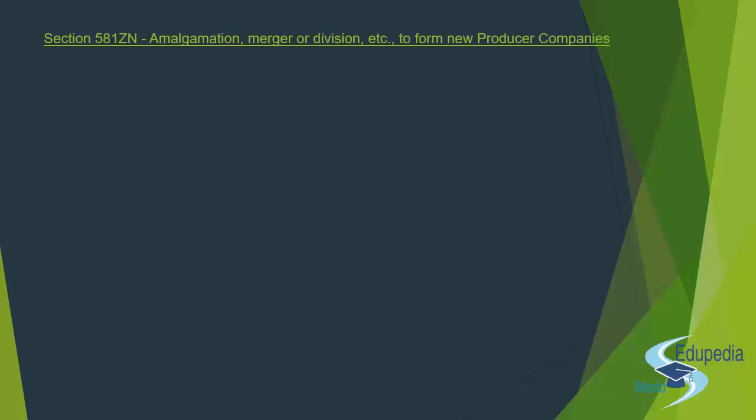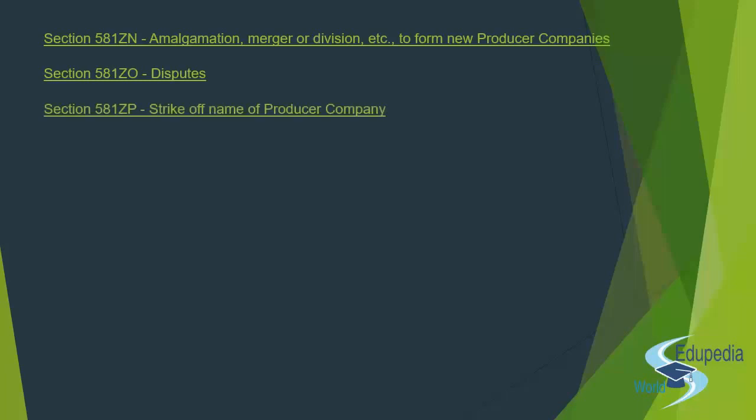Section 581ZN, amalgamation, merger or division etc. to form a new producer company. Right, when two producer companies amalgamate, or they demerge or divide and split into two producer companies, that is section 581ZN. Then you have section 581ZO, the disputes. Section 581ZP, where you strike off the name of the producer company. What are the circumstances when the name of the producer company is struck off?